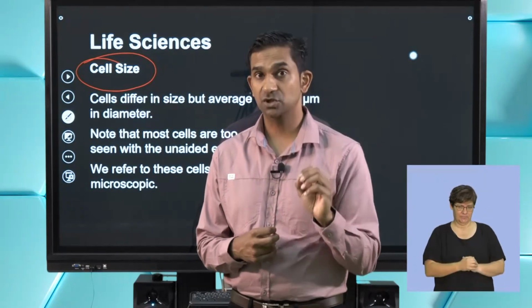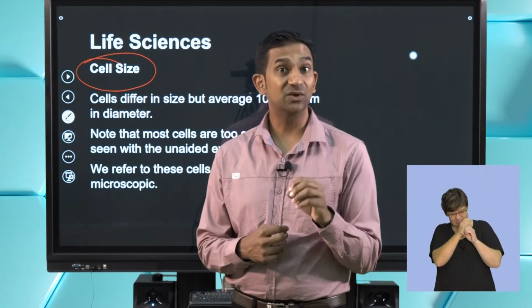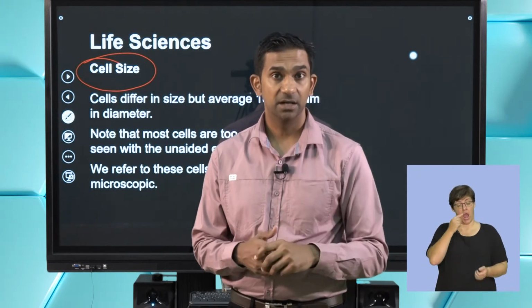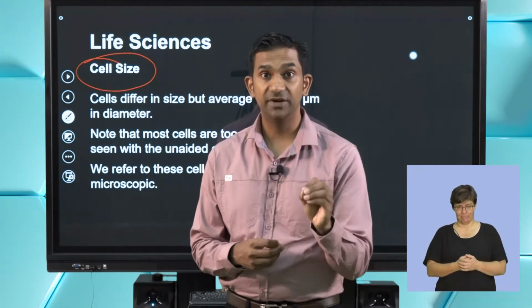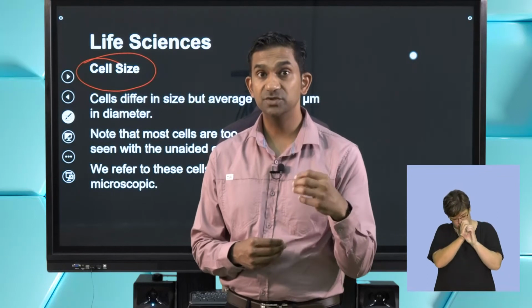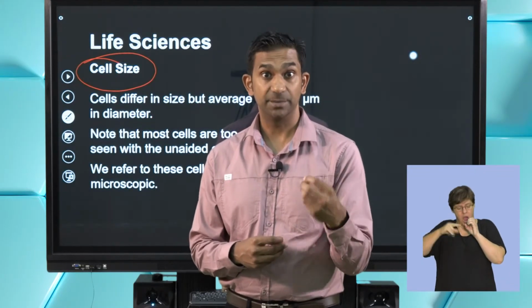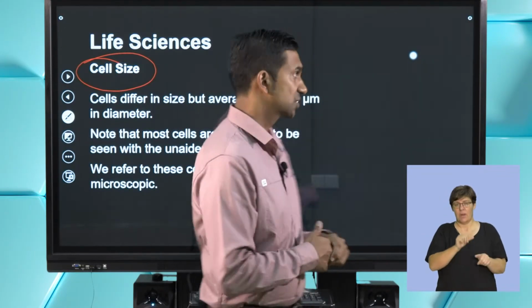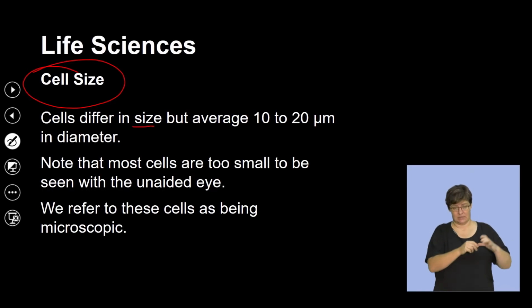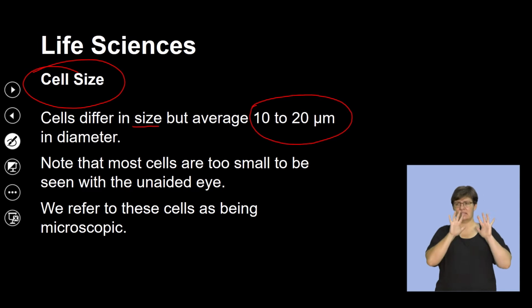Because they are microscopic, we cannot see them with the naked eye. We would need to use some magnifying equipment to be able to see these organelles with a better resolution. So cells differ in size, and the average size is 10 to 20 micrometers.